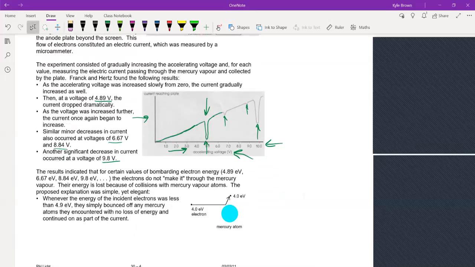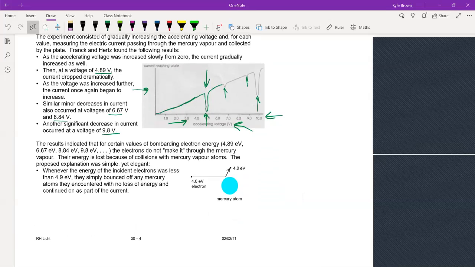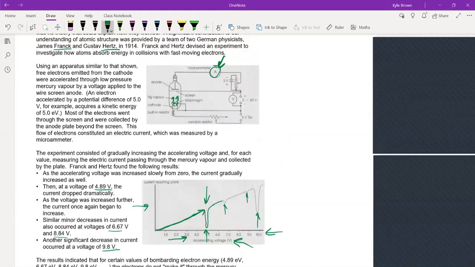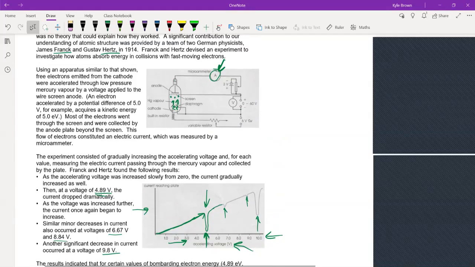Here's what they theorized: there was no interaction, so none of these electrons were hitting any mercury before 4.89 volts. And then as soon as you get to 4.89 volts, it seems like a ton of them are hitting the mercury, pretty much all of them. The current almost dropped down to nothing there. So almost all of these electrons are hitting all of these mercury vapors, and almost none of them are getting through.